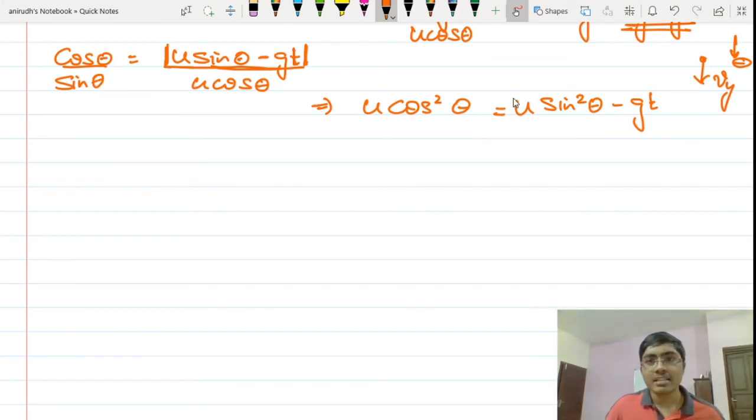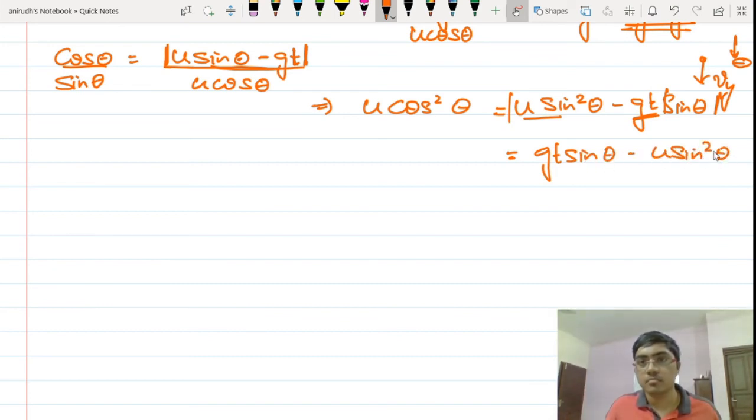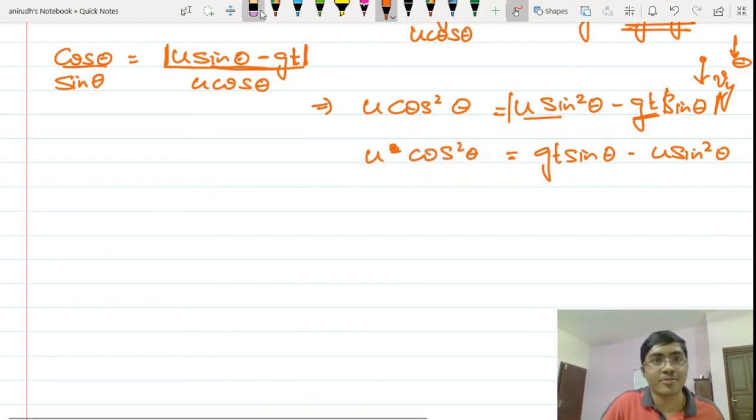Actually, the point is, again, there is a modulus inside this, g t sin theta. I'm just multiplying this over there. Since g t is bigger than u sin theta, the point to remember is that if I take it out of the modulus, I will have to write it as g t sin theta minus u sin square theta is equal to u square cos square theta. It is u cos theta, cos square theta.